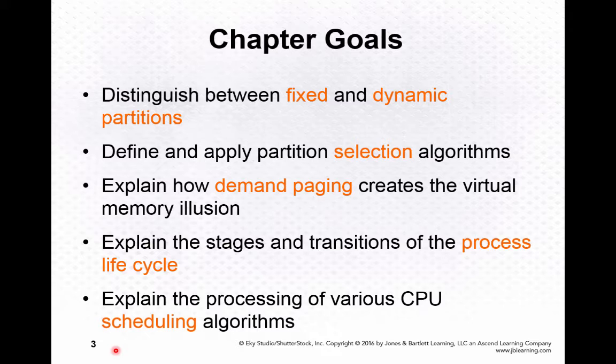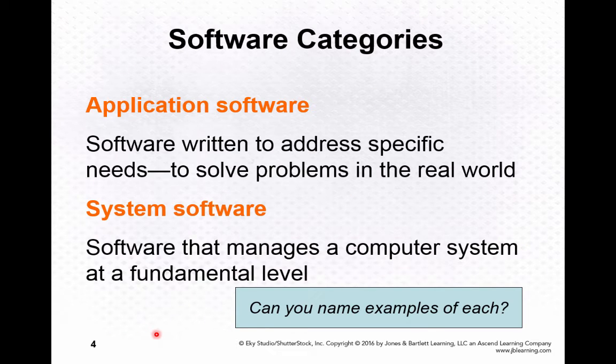We're going to explain how demand paging creates this illusion that you've got a virtual unlimited amount of memory when in fact you don't. And we're also going to look at the stages and the transitions of the process life cycle, what a process is, how it's represented. And we're going to explain the different ways that your CPU can schedule processes. That is how we decide which process gets to run at any given time.